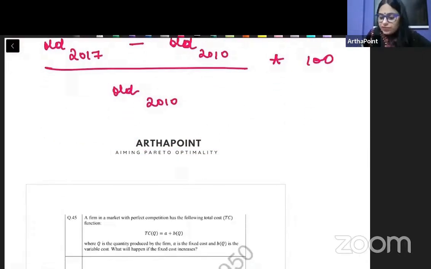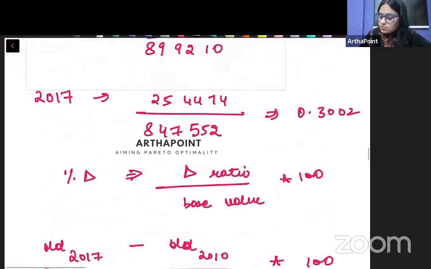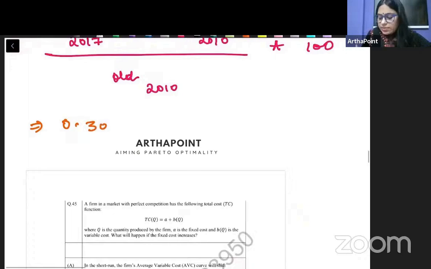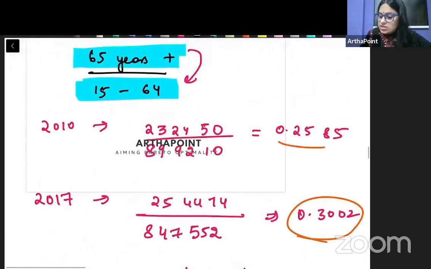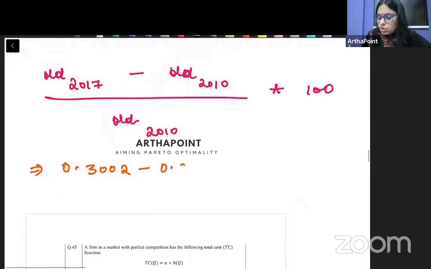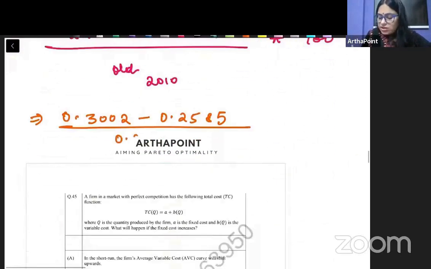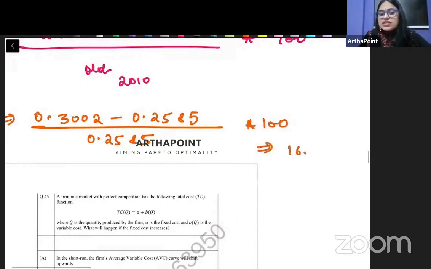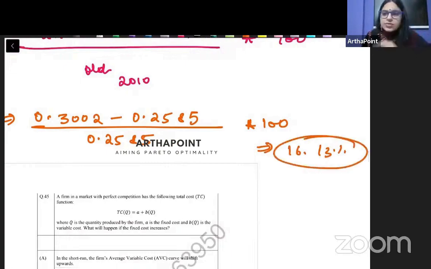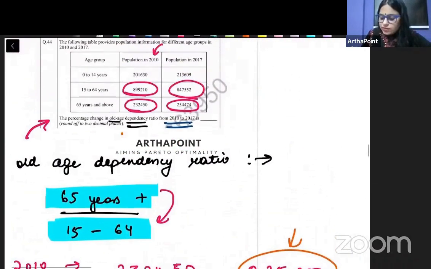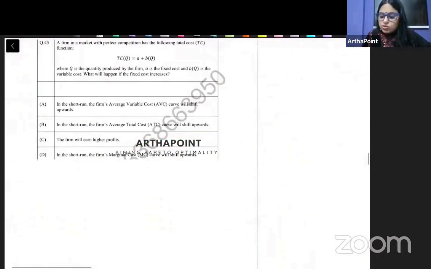So what will you get from here? 0.3002 minus 0.2585, divided by the old value, the base year value, 0.2585, into 100. When you solve this, you will get the answer as 16.13%. Okay? So the correct answer to this question will be 16.13%. Right? Come to the next question.